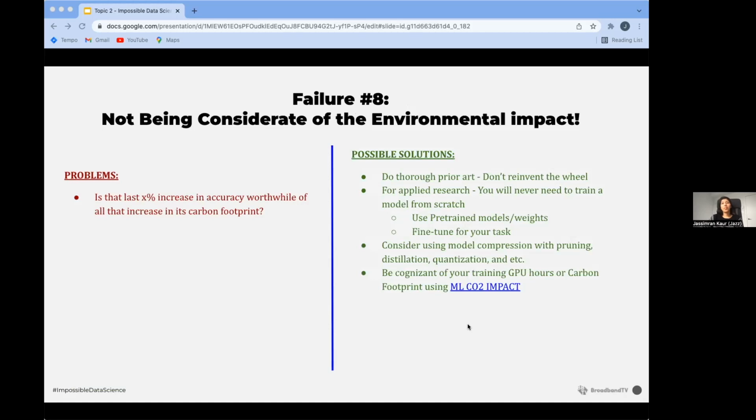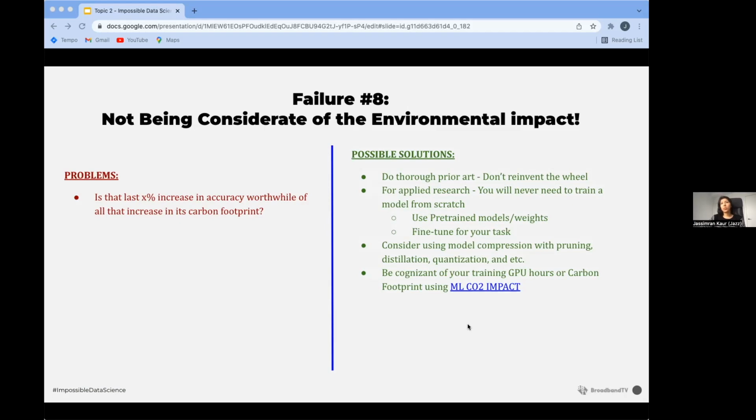Failure number 8, not being considerate of the environmental impact. Yeah, we have to understand this. It's our responsibility to make sure that we are not reinventing the wheel. So please do your prior art work. If you think something is a problem and it needs to be solved, I am sure somebody has thought about that. So read. And as an applied researcher, trust me, you will never have to train a model from scratch. Especially these big language models, right?